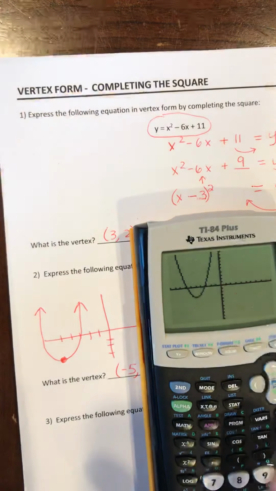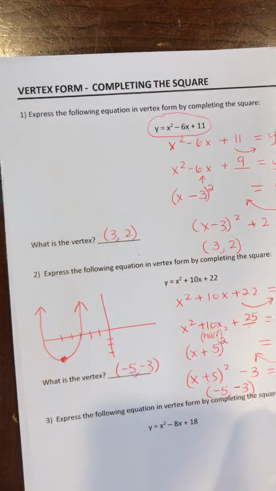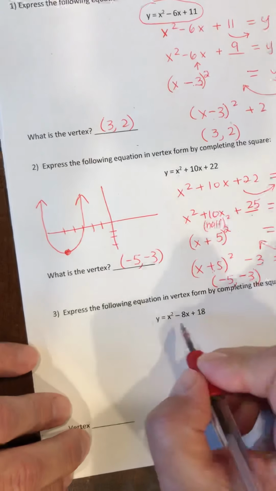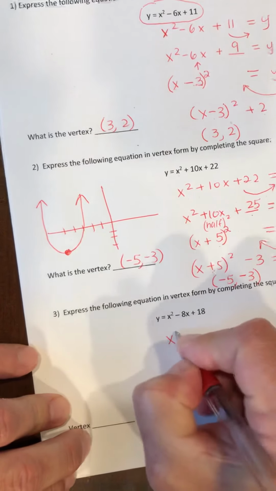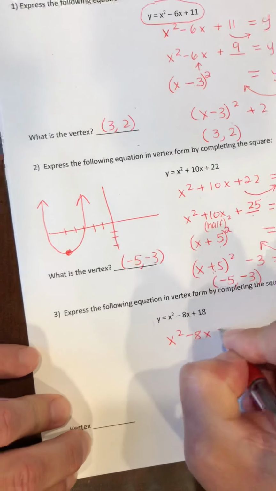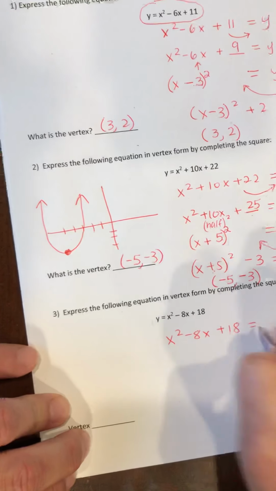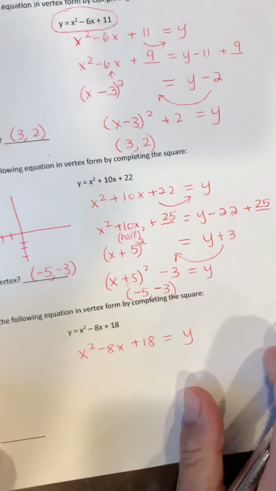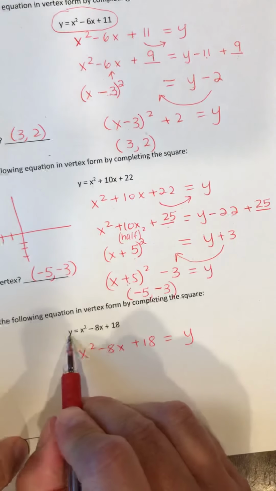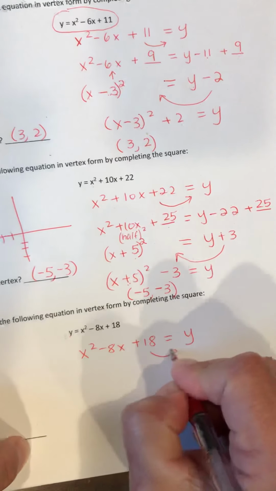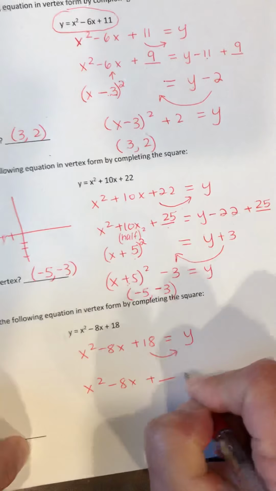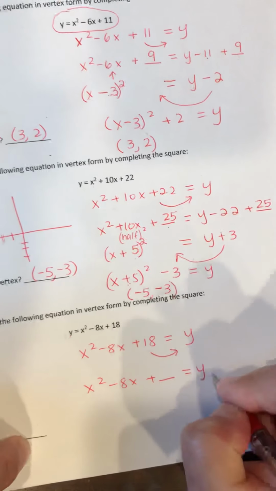All right? All right, let me do another example. All right, and then I'm going to have you guys practice. All right, again, I'm just going to rewrite it with the y on the right side. I just think it makes it easier. So I just switched the y from the left to the right. You got to bring the 18 over. We're going to leave an open spot. That's for the square.